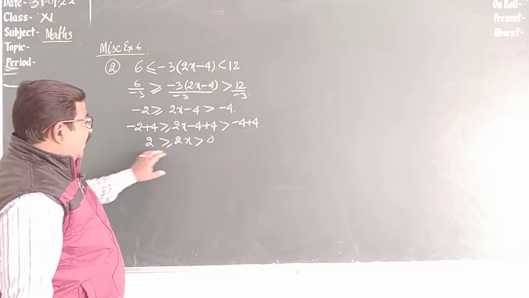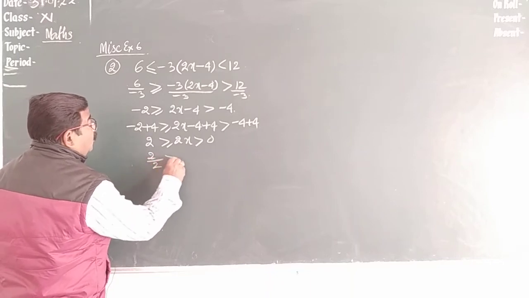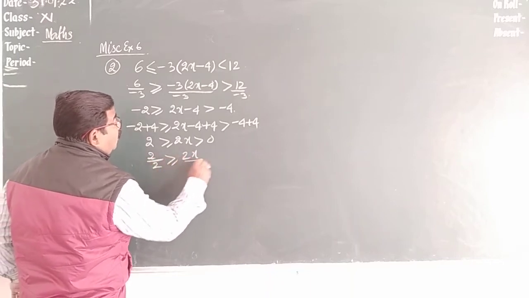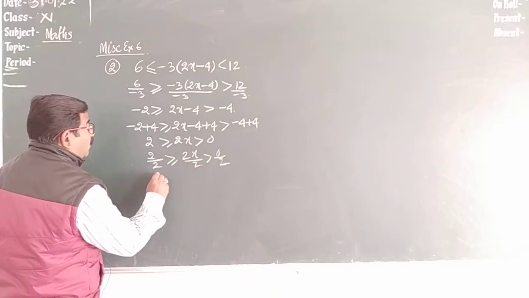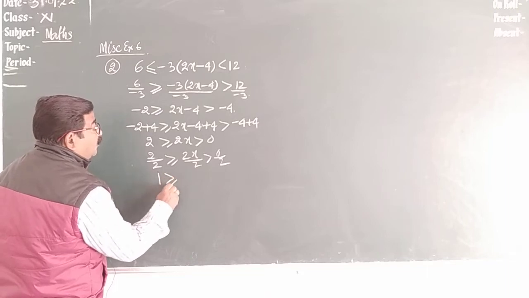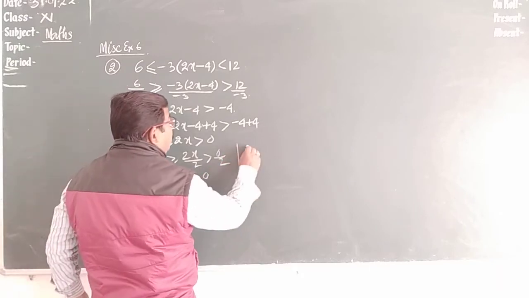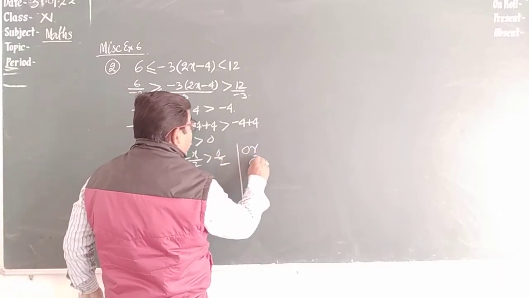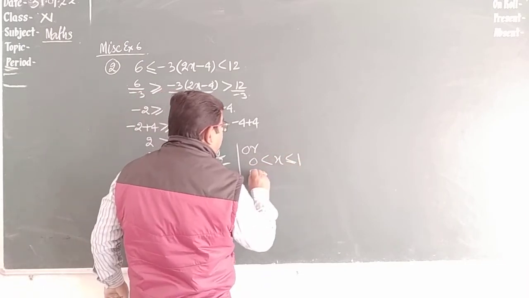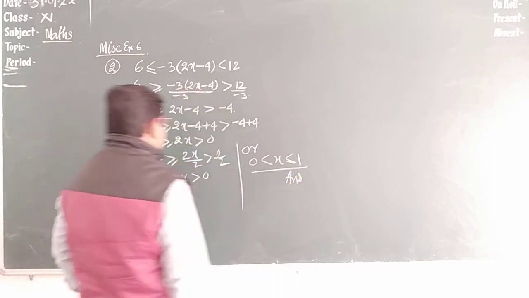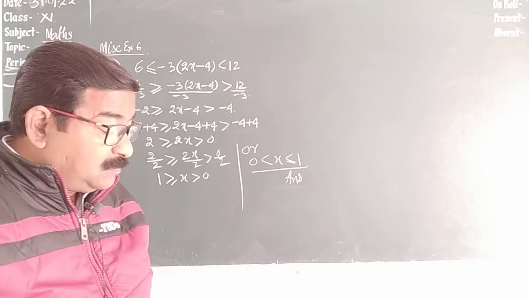Now divide this by 2. So we have 2 divided by 2 is more than or equal to 2x upon 2 is more than or equal to 0 upon 2. So what is the condition? We have got 1 is more than or equal to x is more than or equal to 0, or you can write the answer like this: 0 is less than or equal to x is less than or equal to 1. This would be the answer of the question. So this is how we can solve one by one the terms.